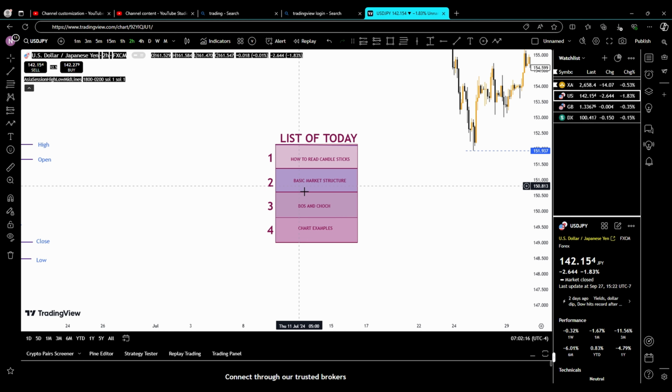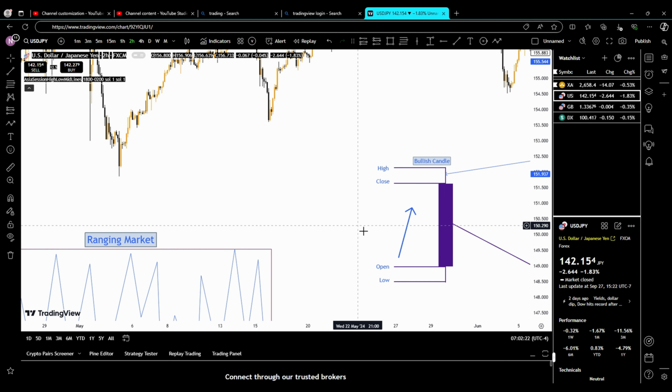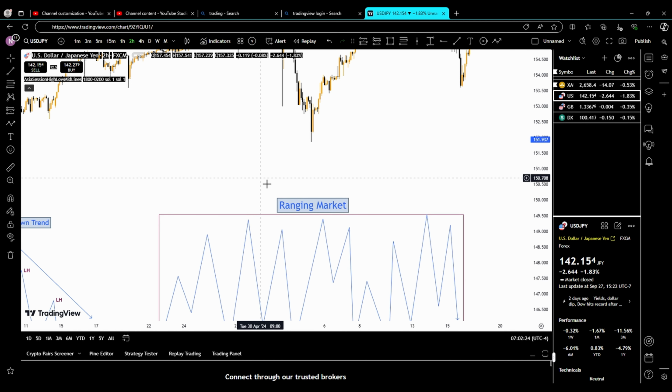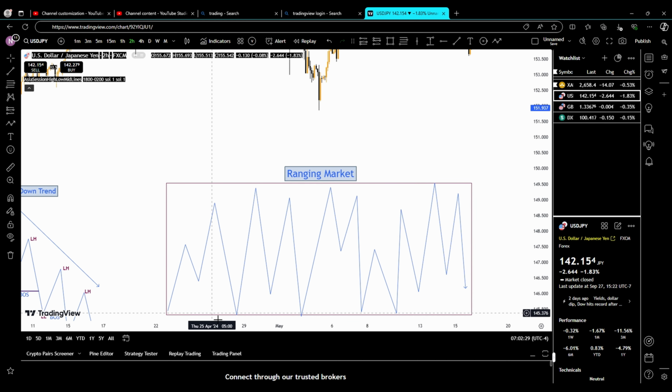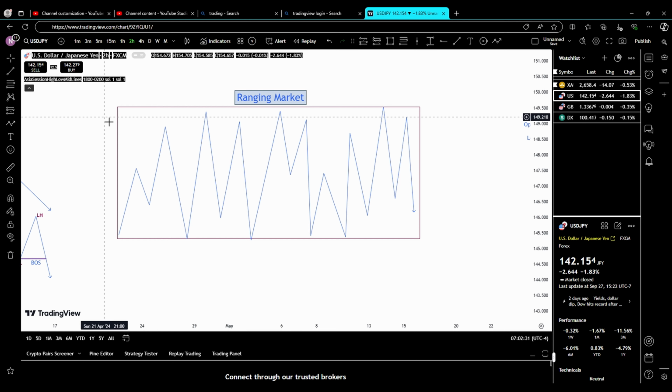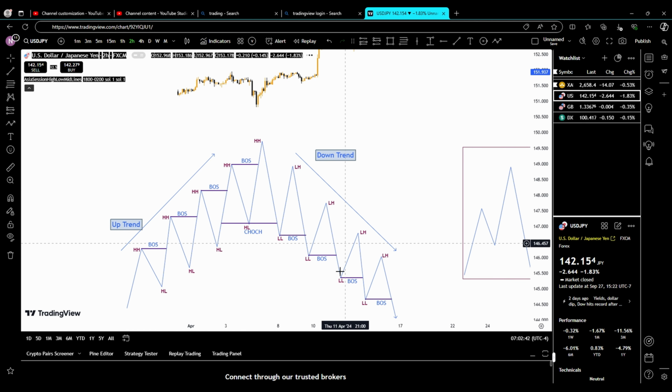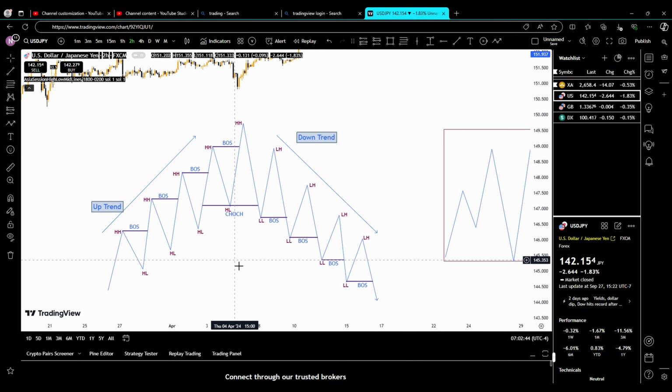And now we're gonna go to the next, which is the basic market structure. There are two types of market structure, which are a ranging market and a trending market. For a ranging market, this is how it looks. You see, the market chooses two prices and consolidates in between. It doesn't have a particular direction it's moving to. And the next is a trending market. The trending market is divided into two types, which are the uptrend and the downtrend.